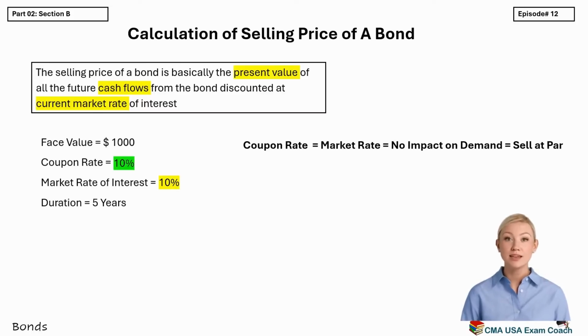Coupon rate is 10%. Market interest rate is also 10%. So, the bond offers the same return as other bonds in the market. Therefore, investor demand is stable.